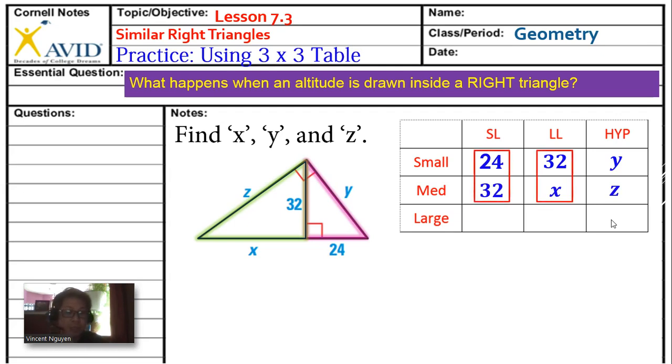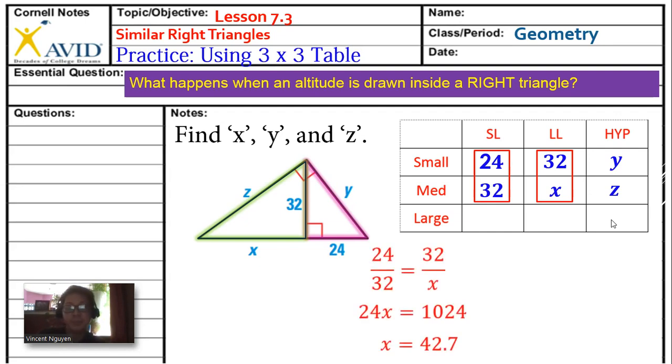Before I do the big triangle, I want to go ahead and find x, because I do have a proportion there, right? So I can just cross multiply those and find my x variable. I'm going to do that first, get it out of the way. 24 over 32 equals 32 over x. Cross multiply is 24x equals 1024 because that's 32 times 32. Then you divide by 24, you get 42.7. So the x value is now 42.7 in my table.